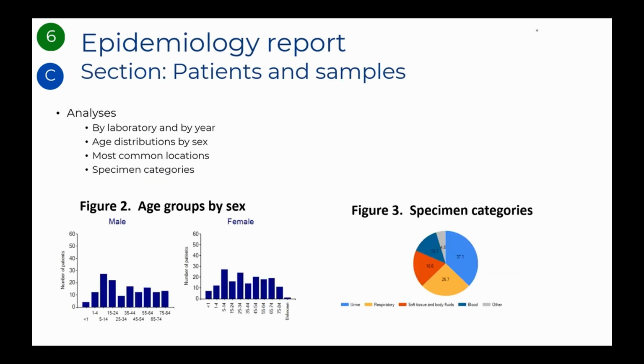There is a section in the epidemiology report for patient and sample statistics. Analyses indicate the number of patients by laboratory, year, age groups, sex, locations for specimen collection, and the specimen categories. Figure 2 presents the age distribution for male and female isolates, while Figure 3 summarizes the distribution of specimens by category, such as urine, respiratory, blood, and soft tissue.